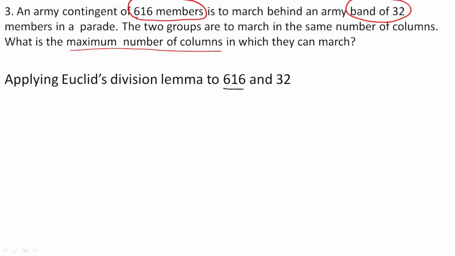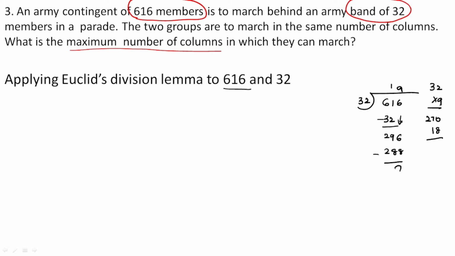As 616 is the bigger number, it is going to be the dividend. When you apply Euclid's division lemma, 32 will be the divisor. So 32 divides 61 one time, and 32. When you subtract, you get 29 here. You bring down 6, so 296. We can continue: 32 times 9 is 288. So this is 288. We are left with a remainder of 8.